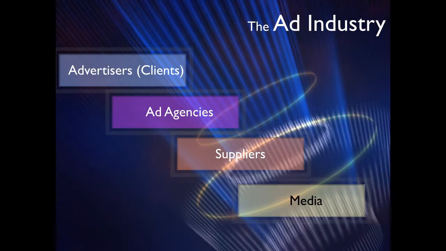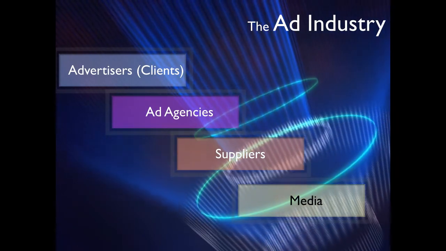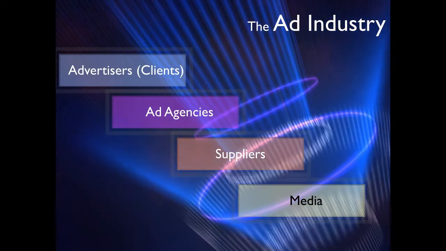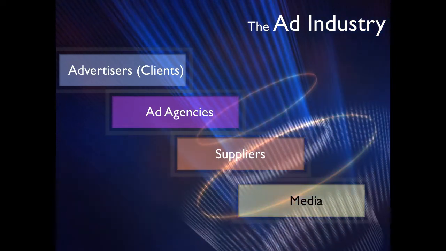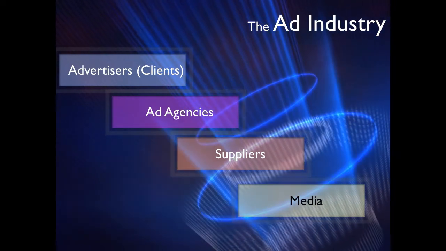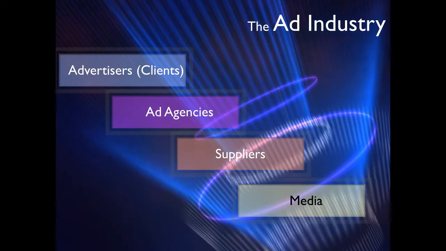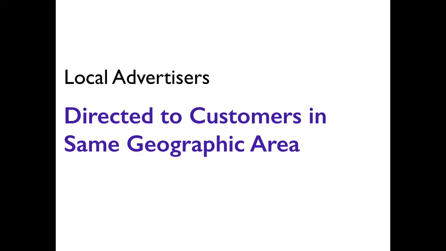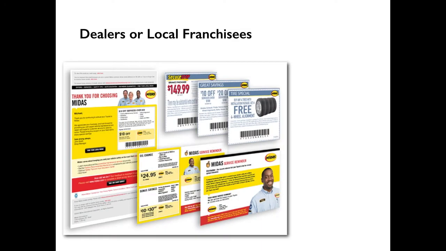Media refers to where you place your ads, so on TV, on radio, on the internet, on iPhones, in games, gamification, things like that. Very important, huge industry, many entry-level positions in media, and lots of compensation in media. So then we have the different types of advertisers. You have local advertising that goes direct to a geographic location. So that's your nail salon down the street, or it could be your Midas dealer, the local franchise.